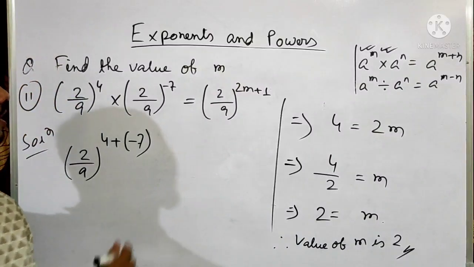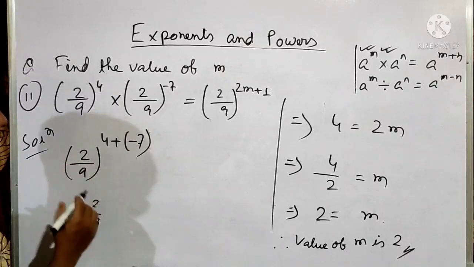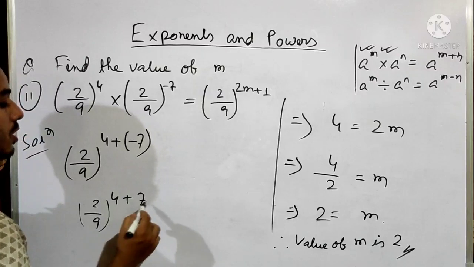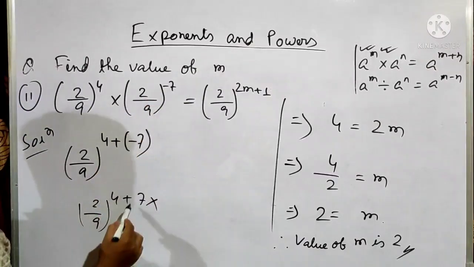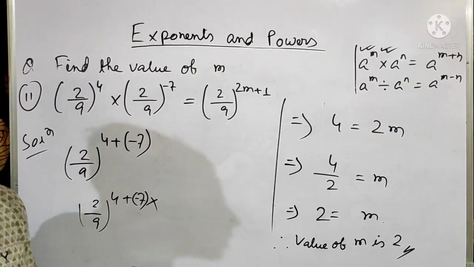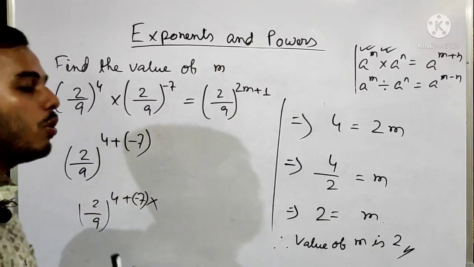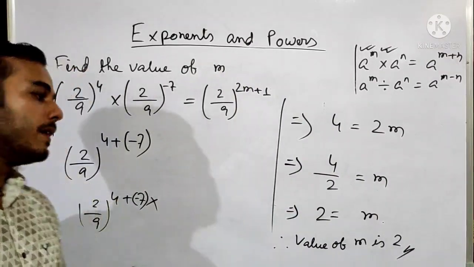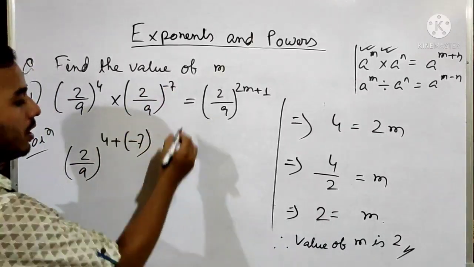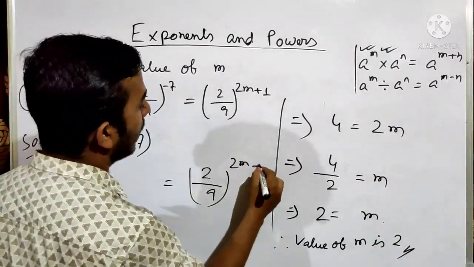Clear? Many of you make one mistake: you will write 2 by 9 power 4 plus 7. Not this, this one is wrong, because here n is minus 7. So you have to put the minus sign. This minus sign is a must. If you don't put the minus sign, your value will change, so you will not find the correct value of m. Okay, so you have to look out for it. Here minus 7, so you have to put minus 7 equals 2 by 9 power 2m plus 1.